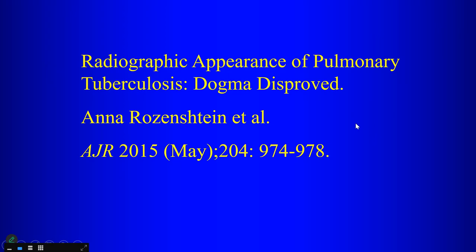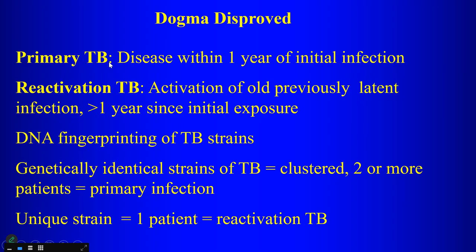I've given you this article also that talks about this. So what's the difference? Definitions: primary TB is disease within 1 year of initial infection. Reactivation TB is activation of an old, previously latent infection, greater than 1 year since exposure. Now, how can they clinically tell the difference? Well, with DNA fingerprinting of TB strains. If we have genetically identical strains of TB in multiple individuals, then we have clusters, and we assume that that's primary infection.